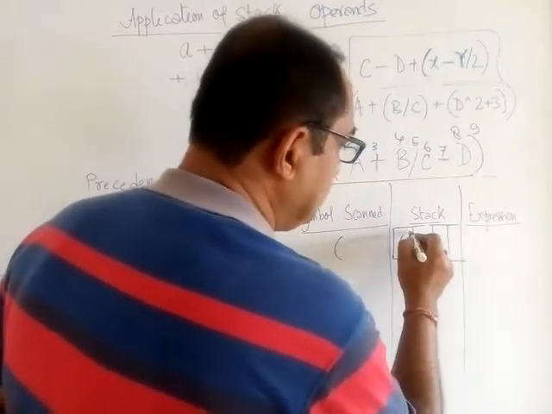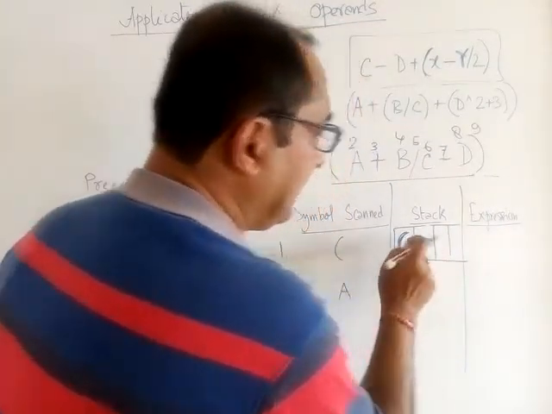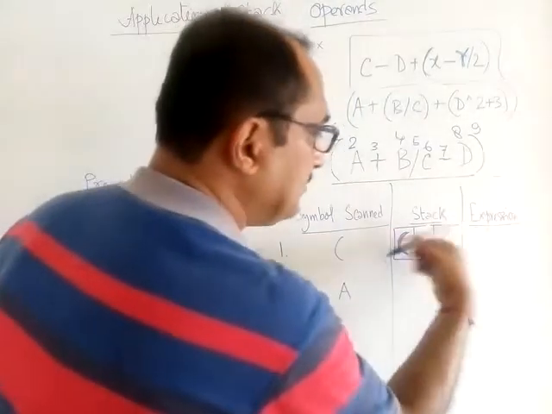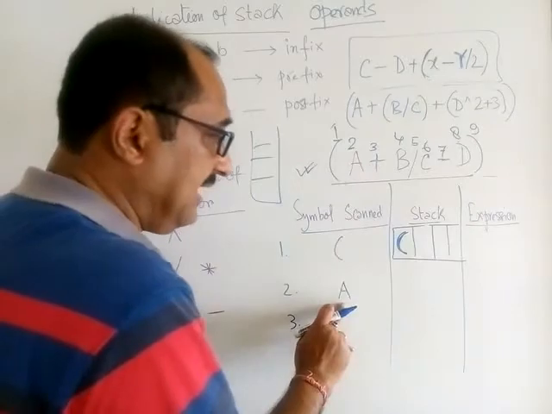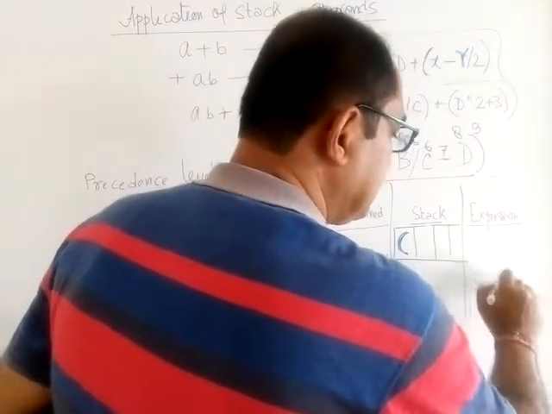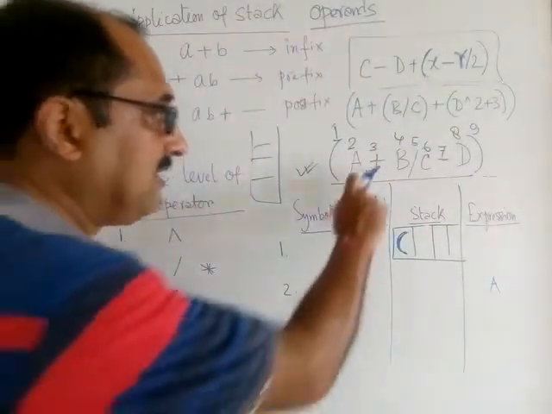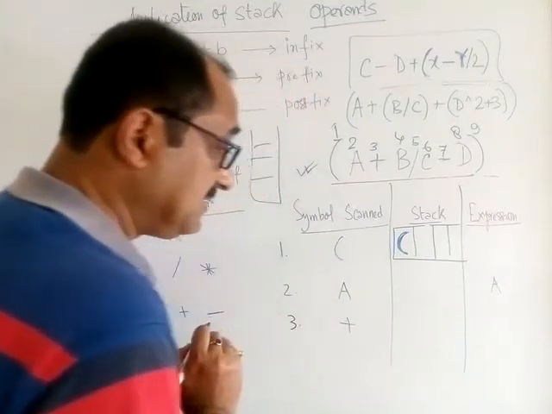Fine. So imagine I put my opening bracket in the 0th cell, because it has to enter the stack like this. Next I scanned symbol A. The symbol A will go to the expression straight away, no problem. Now comes a plus sign. What will happen to the plus?